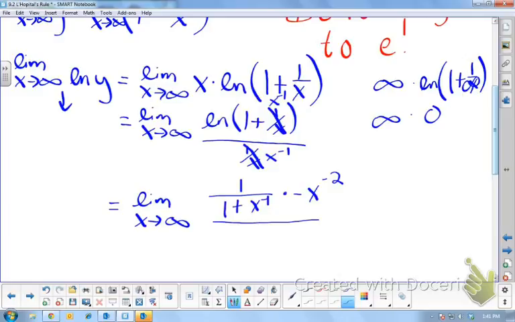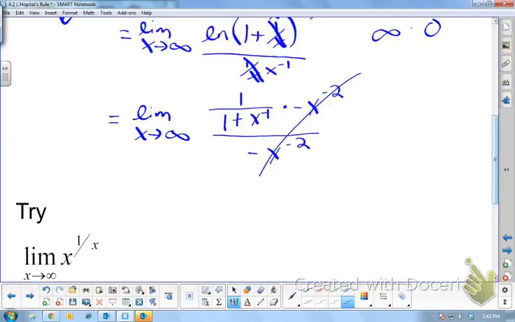So what do we get when we take the derivative of the bottom? The same thing. Negative x to the negative 2. So I actually don't want to write it on top of the other fraction because then I can see a little bit easier that they cancel. So now we try plugging in infinity. If we plug in infinity, we don't need the limit anymore. 1 over 1 plus x to the negative 1. So infinity to the negative 1.